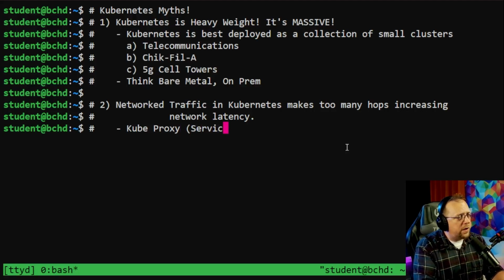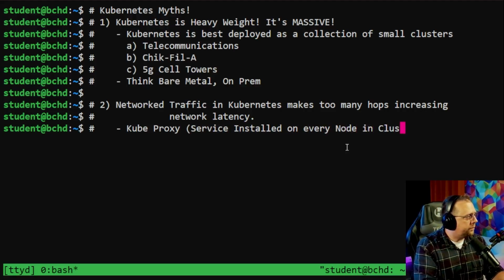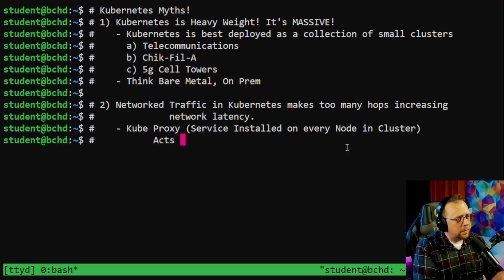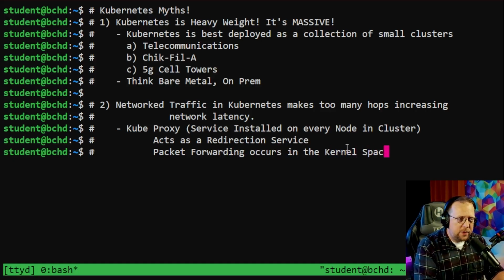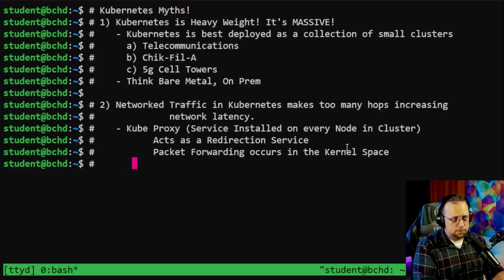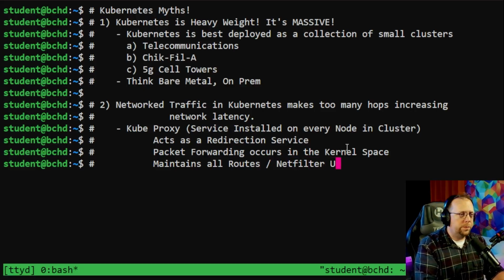Kubeproxy is a service installed on every node in your cluster. Okay? And what it does is it fundamentally acts as a redirection service, where packet forwarding occurs in the kernel space, so it's super fast, and it maintains all routes and netfilter rules.